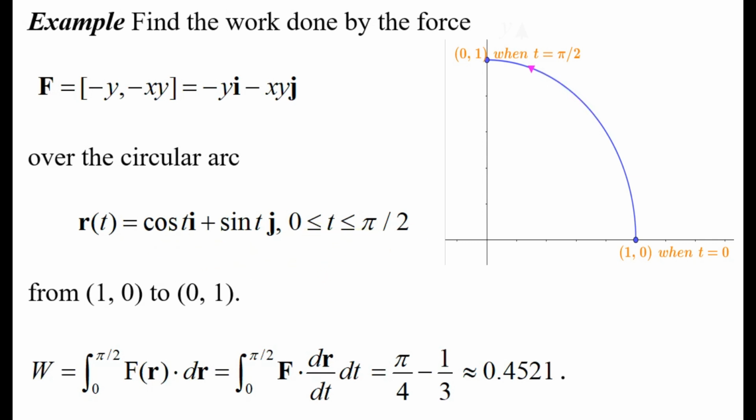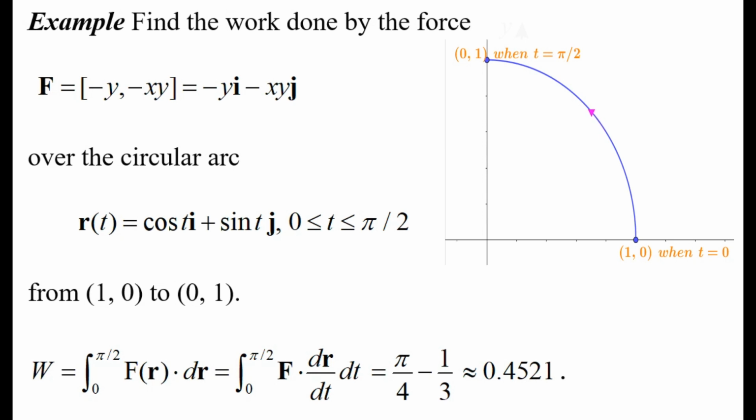See, when t is equal to 0, this becomes cos 0 i plus sin 0 j, which is i plus 0j, which corresponds to the point (1, 0). And when t is equal to pi by 2, this is cos pi by 2 i plus sin pi by 2 j, which corresponds to the point (0, 1).